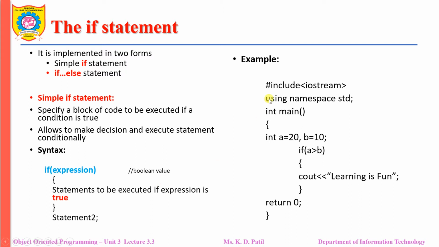Now please let us see the example over here. Here I have integer a is equal to 20 and b is equal to 10. Now I have here the if statement, if a is greater than b. Now here a greater than b is my expression. Now I need to check the value of that expression, whether the value of that expression is true or false. If the value of that expression is true, then only the cout statement which is inside the if block will be executed, else the statement will be terminated, and it will not print anything.